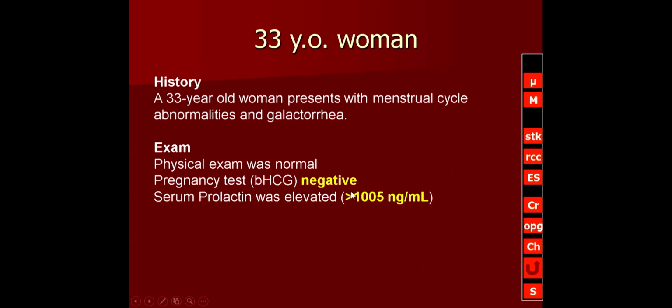So go back to this patient. Her pregnancy test was negative. Her serum prolactin was over 1,000. That's clearly abnormal. It should be about 28 or 35.